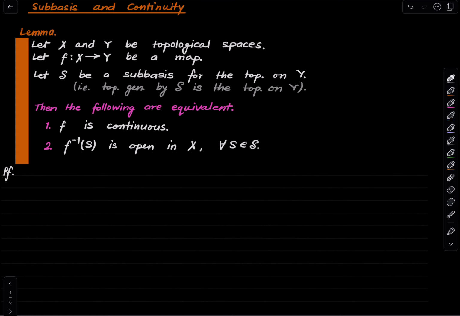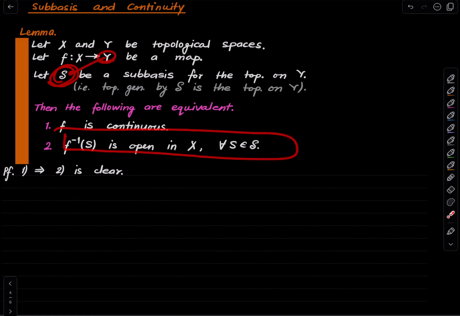So first of all, this direction is clear, because if f is continuous, then pre-images of open sets here are open in X. That's the global criterion for continuity. We have seen that. And every element of script S is open in Y because the topology on Y is the same as the topology generated by S. So every element in script S is open in Y, and therefore 2 holds. So this is very, very obvious.